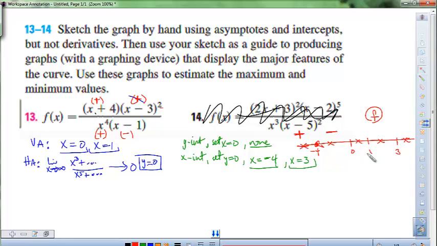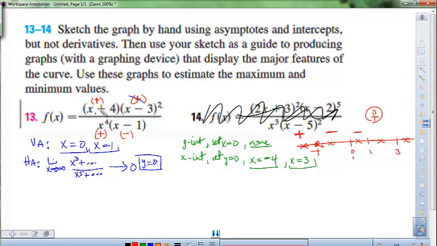Now we want to know what happens between 0 and 1. We put a number between 0 and 1 like a positive 1/2. This is going to generate a positive value, a positive for this factor as well, positive for this factor, and a positive 1/2 here would give a negative number. So this will be negative. So between these two vertical asymptotes we have a negative.